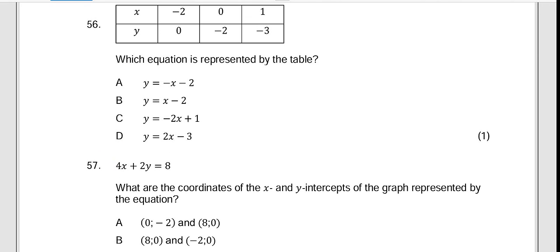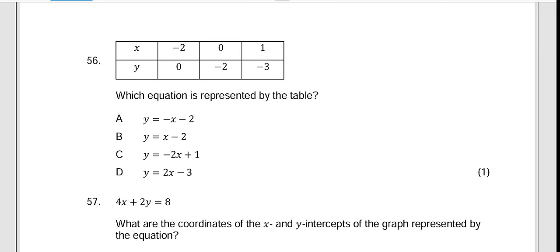Which equation is represented by the table? Guys, you can look for this equation by checking your y values and your x values. So which equation for number 56? The first thing that you're going to do is look for the gradient.